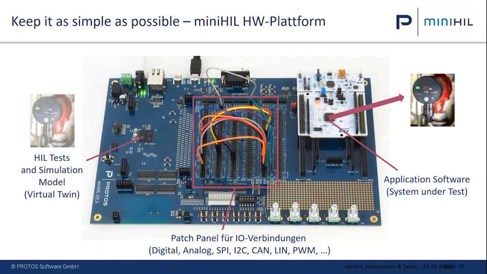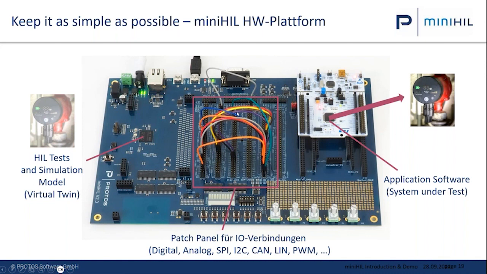So let's have a look at the hardware we're using to do this simulation. So we want to test the system under test. That's this microcontroller here, in this case a Cortex M4 STM32 on a standard evaluation board. So you don't need specialized hardware for that. If the evaluation board of your microcontroller does not fit on this board here, you put it next to this board and you wire it with those wire jumpers.